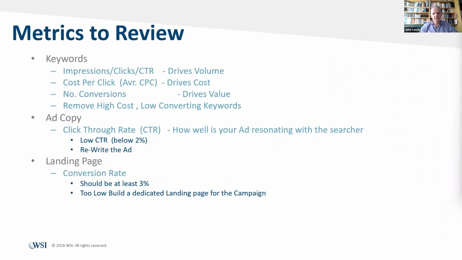So now that you've got your campaign created and it's up and running, what should you be looking at in terms of success metrics? So there's a couple of things. I've always said, keywords, ad copy, landing page. They're the 3 elements of your campaign, and all 3 of them have to work well for your campaign to be successful. So in terms of keywords, obviously the number of impressions, clicks, and click-through rate gives you the volume.